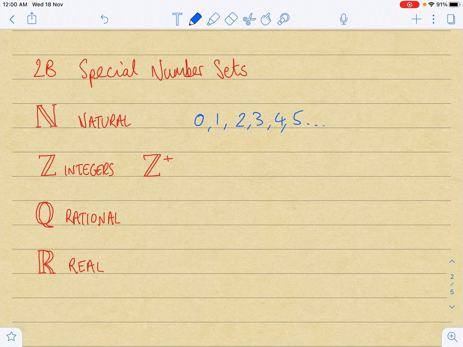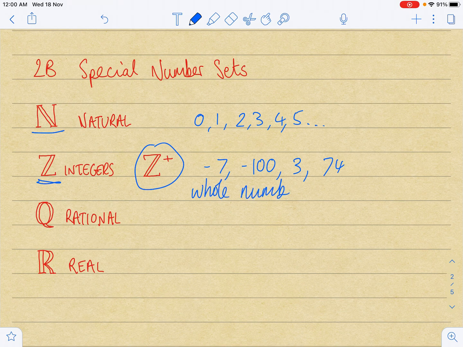Now, integers are whole numbers, so that's like the natural numbers, but they could be negative. So I could have -7 is an integer, -100 is an integer. Basically no fractions or decimals. So we're looking at whole numbers, positive or negative, anything like that. Unless it's got this plus, in which case it's only positive integers. So Z plus means positive integers. So N, natural numbers, the counting numbers. Z is integers, whole numbers.